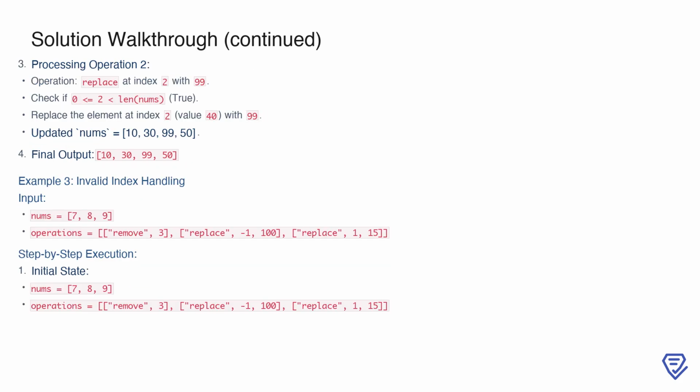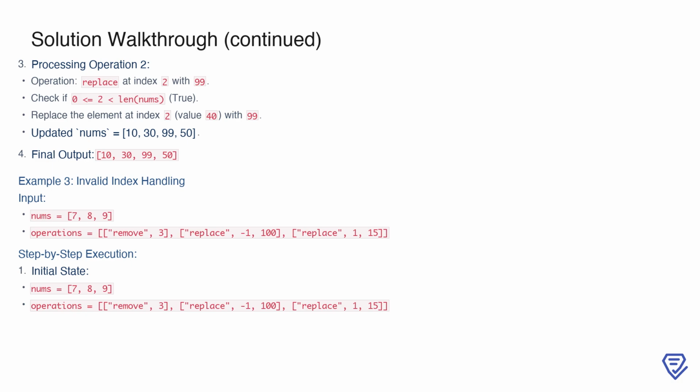Next, we handle the second operation, which is a replace operation. It specifies replacing the element at index 2 with the value 99. First, we check if the index 2 is within the valid range of the array indices. Since it is valid, we replace the element at index 2, which is the value 40, with the new value 99. After performing this operation, the array is updated to 10, 30, 99, 50. With all operations completed, the final state of the array is 10, 30, 99, 50.